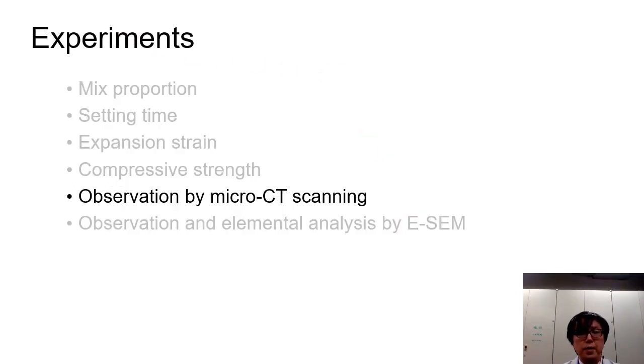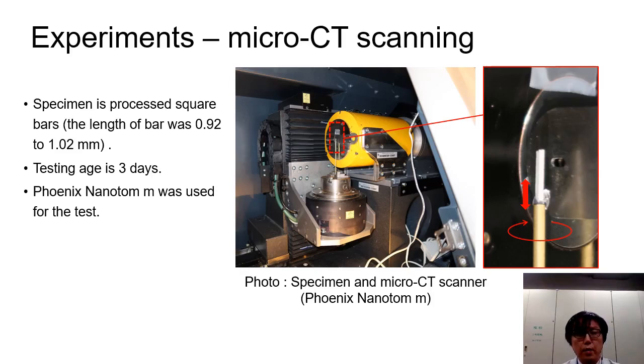Next, observation results by microCT scanning will be explained. CT scanning was performed using Phoenix Nanotone M. The paste was cast into a resin bottle and cured at room temperature. At 3 days of age, the test piece was processed into a 1 mm square bar and measured. And here is a photo at the measurement.